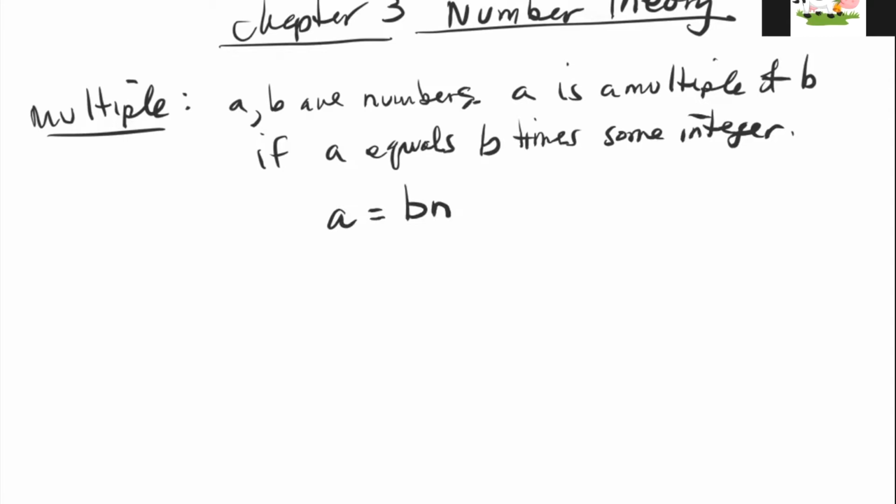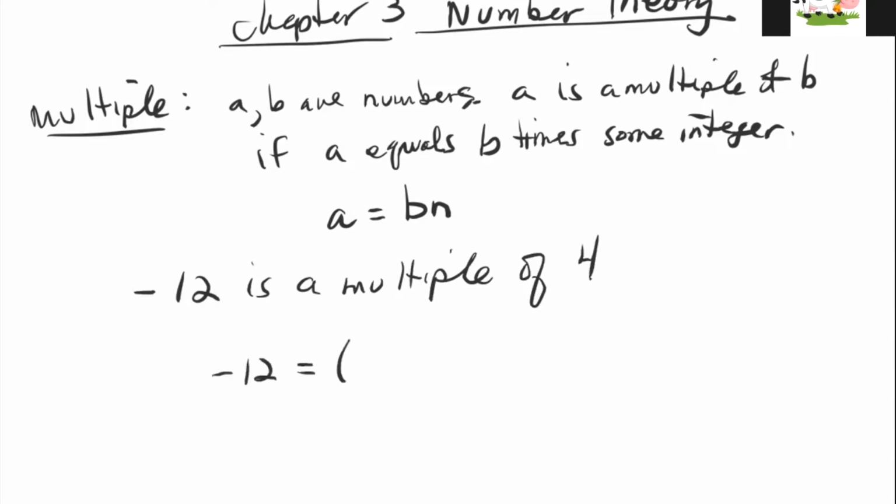n could be 1, 2, 3, 4, 5, 6, 7, all the way up to however big a number we want, or a negative number. So we could say that negative 12 is a multiple of 4, because we can write negative 12 as a product of 4 times negative 3.